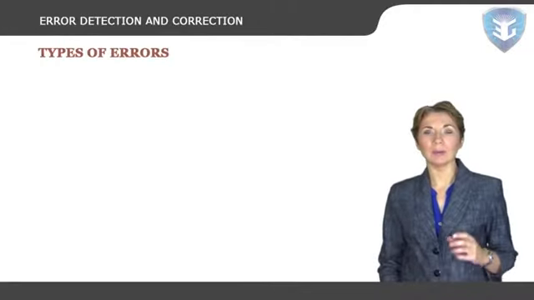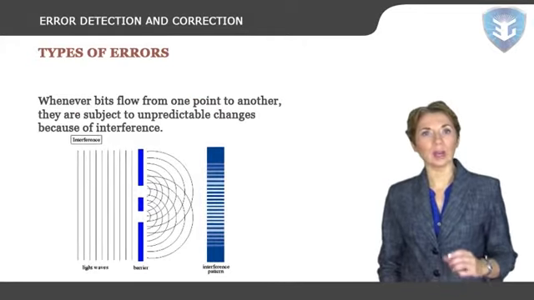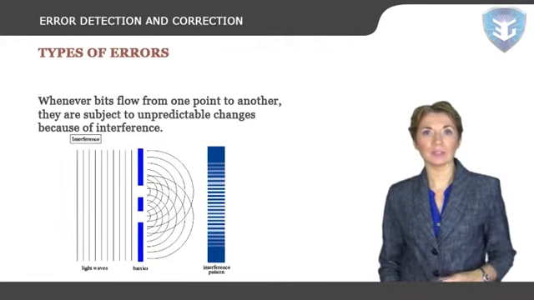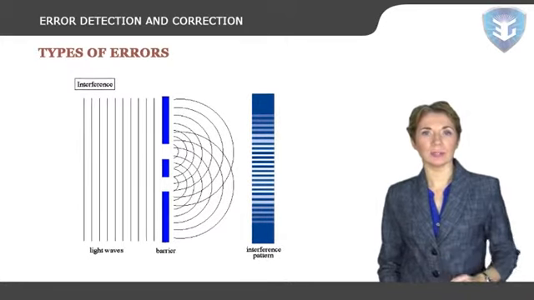Now we will learn about the different types of errors. Whenever bits flow from one point to another, they are subject to unpredictable changes because of interference. This interference can change the shape of a signal.